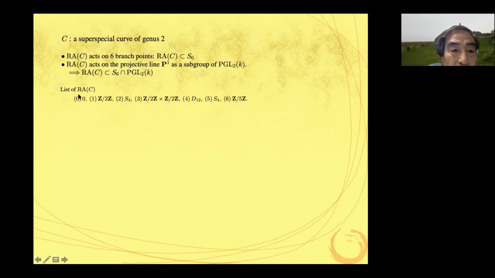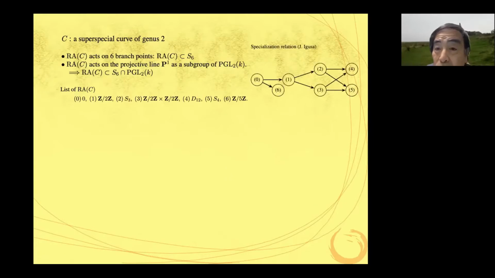So using this, we can make a list of finite subgroups of this, and so we can make a list of reduced automorphism groups. It is like this, and this was already proved by Igusa long ago. And also the specialization relation is known by Igusa. So this is case zero, no reduced automorphism group. And by specialization, we get bigger reduced automorphism groups like this.